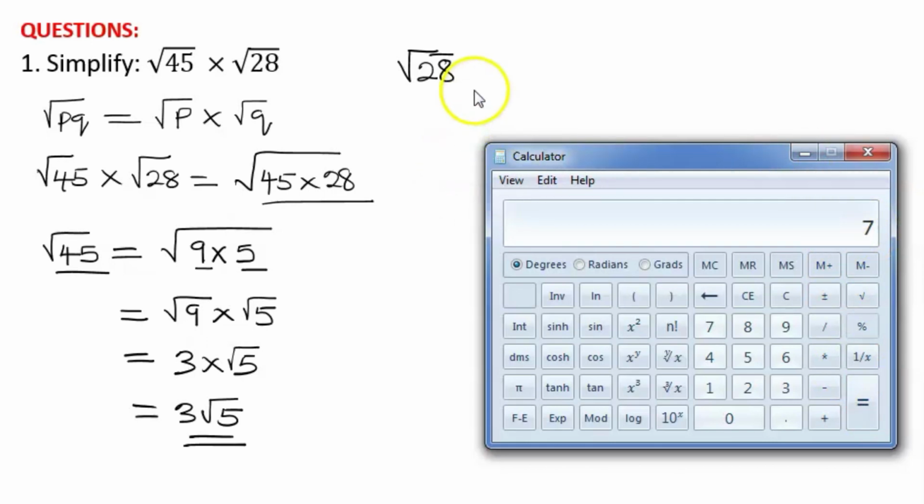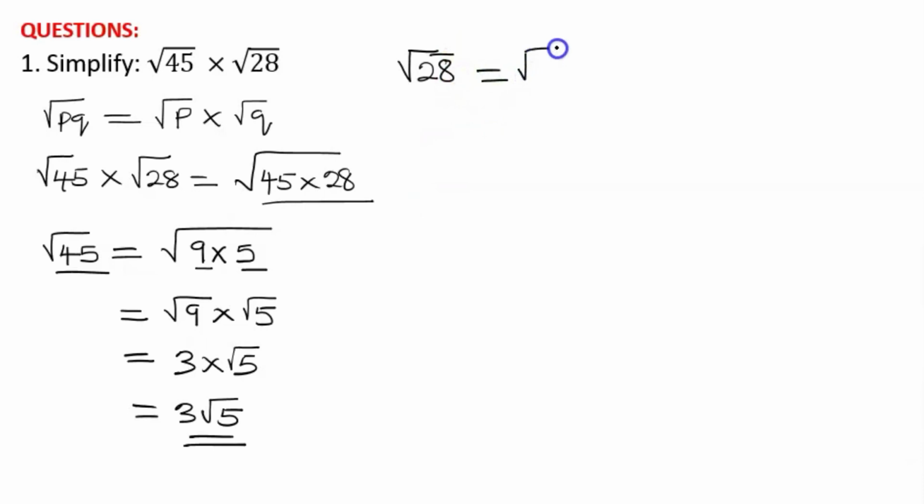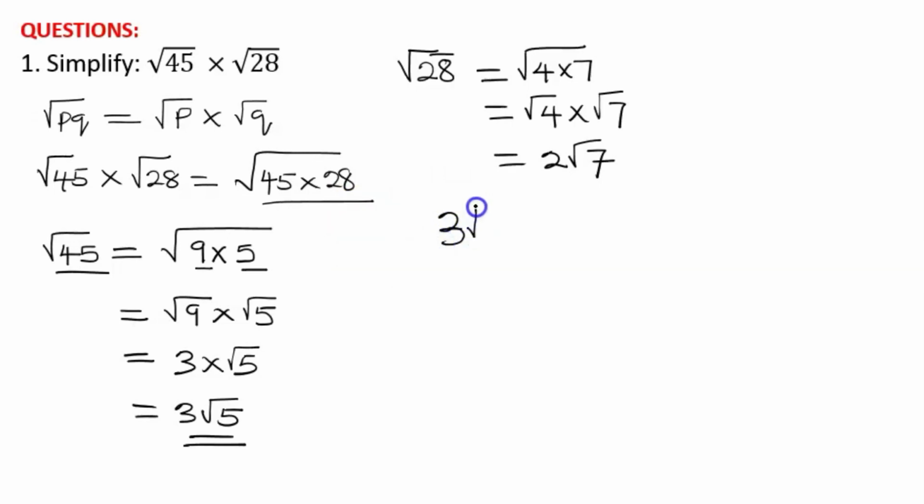So I can say that root 28 is the same thing as root of 4 multiplied by 7, which is the same thing as root 4 multiplied by root 7. If this is done, we are going to have 2 root 7. But the examiner says we should multiply them, so let's bring them together. We have 3 root 5 being multiplied by 2 root 7 now. So what do we need to do? The coefficients of the root forms will multiply each other, and the roots will also multiply each other. So this is how you do it.